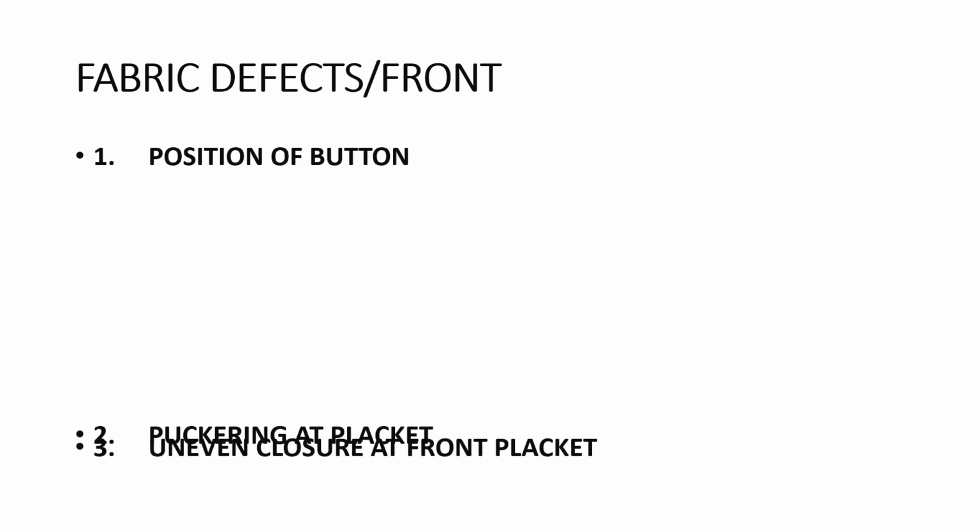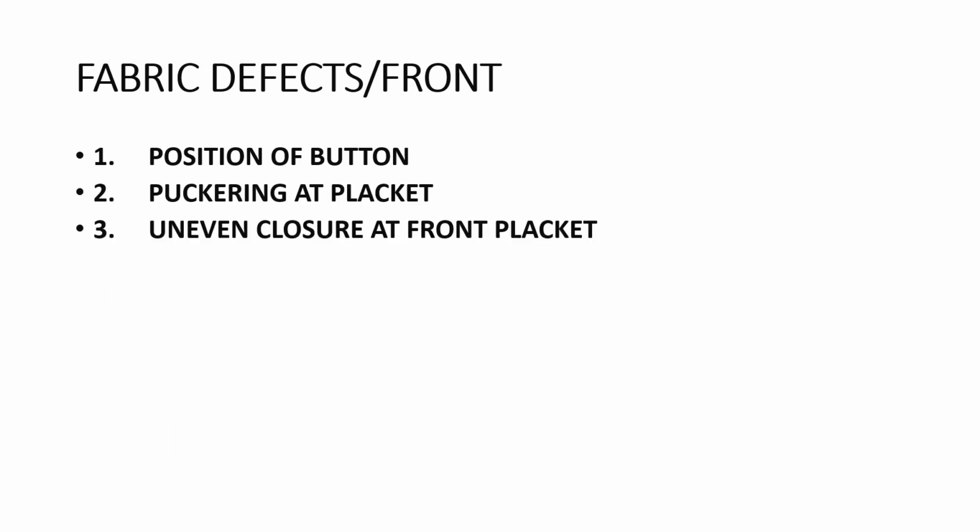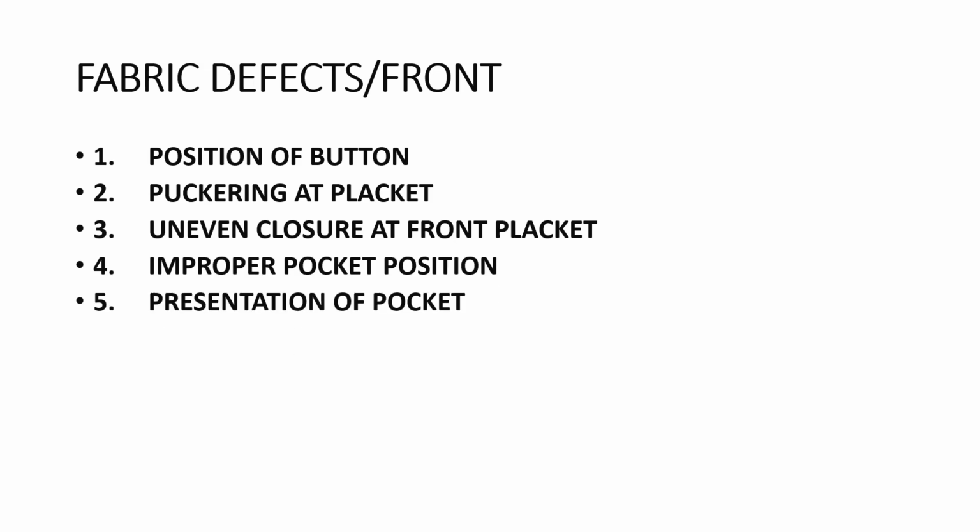And then when we are talking about the inspection of the front area, fabric defects, what are the things we should see? Number one, students, is the position of the button. Which area the button is actually positioned. Then we have to see the puckering at the placket area. Uneven closure at the front placket. These are the important things when we really inspect a particular garment.